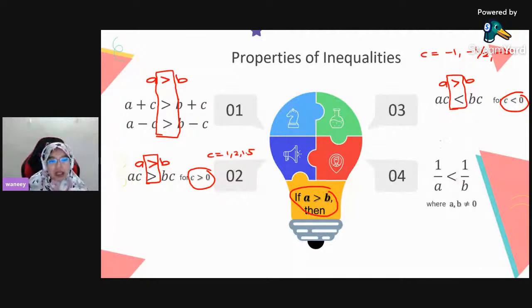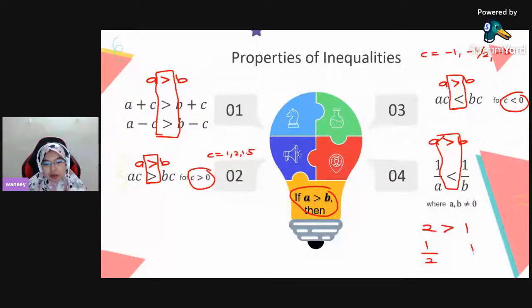Okay, so one more thing, A greater than B. If we are taking the reciprocal of them, or doing 1 over that, so A greater than B, then if you are doing 1 over A, 1 over B, you are going to flip the sign as well. For example, 2 is greater than 1. If you are doing 1 over 2 and 1 over 1, of course, 1 over 2 is less than 1 over 1. So that is how you know that you are going to flip the sign.